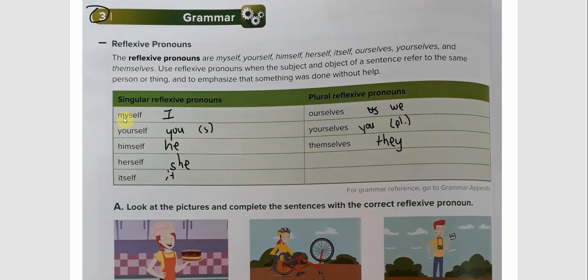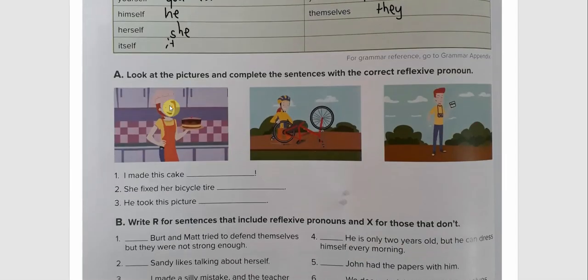All right. So this is the reflexive pronoun for each subject. So I, myself. You, yourself. He, himself. She, herself. It, itself. We, ourselves. You, plural, yourselves. And they, themselves. So if you're looking at it, self and selves. Self is singular. Selves is plural. That's to help you. So now let's go to exercise A.